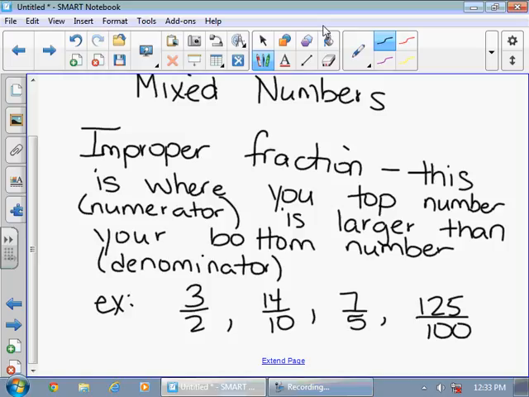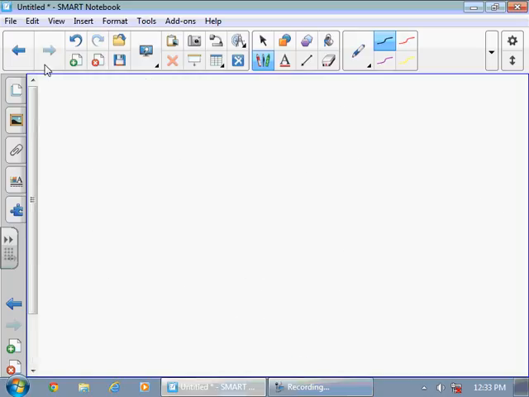Do you have a question regarding an improper fraction at this point? No or yes? What's your question? We're going to talk about it. Right now it's just a definition. Now, let's talk about a mixed number, and then we're going to start and convert between the two.